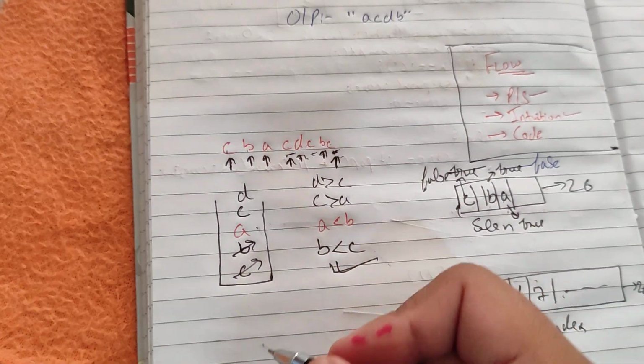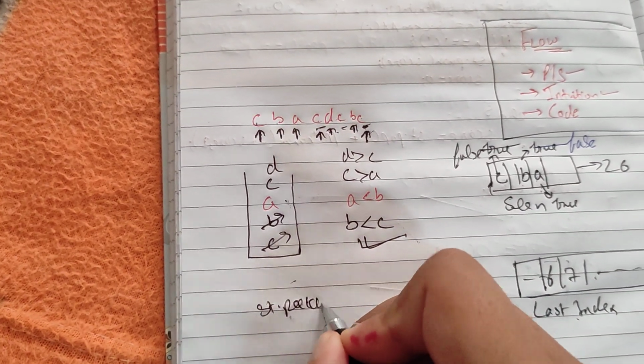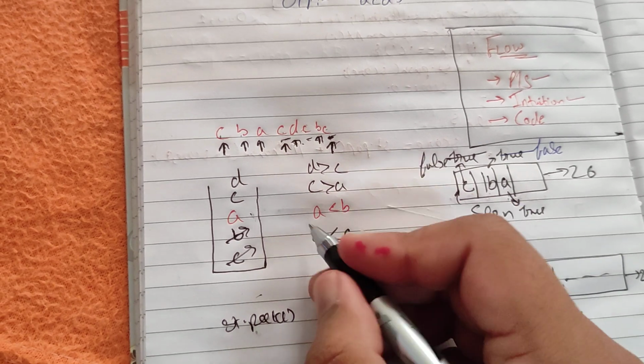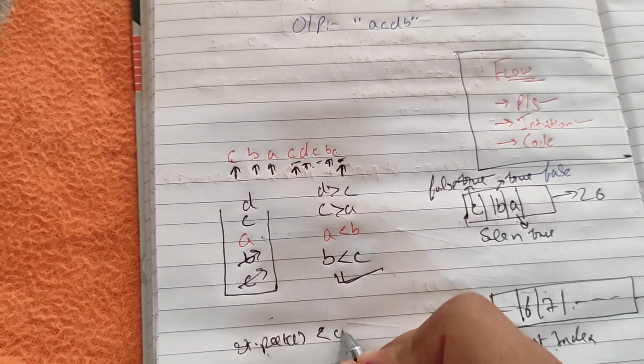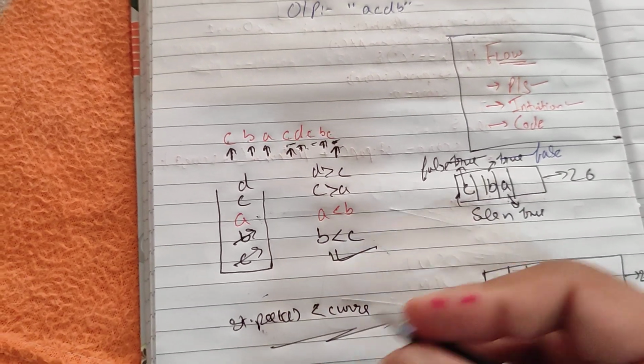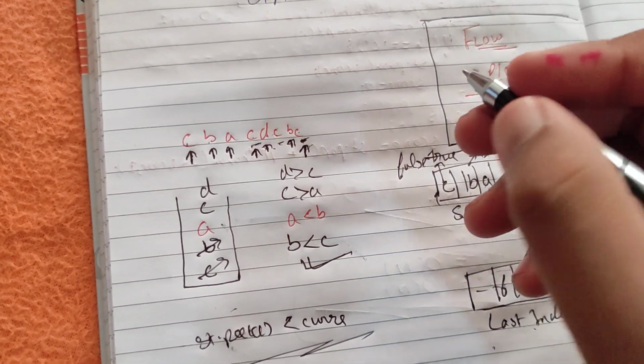So as you can see, I am comparing my stack peak element with every new current character. I'm just comparing whether they are smaller or greater, every time with my current character. Okay. Alright guys, so now I hope you got the point.